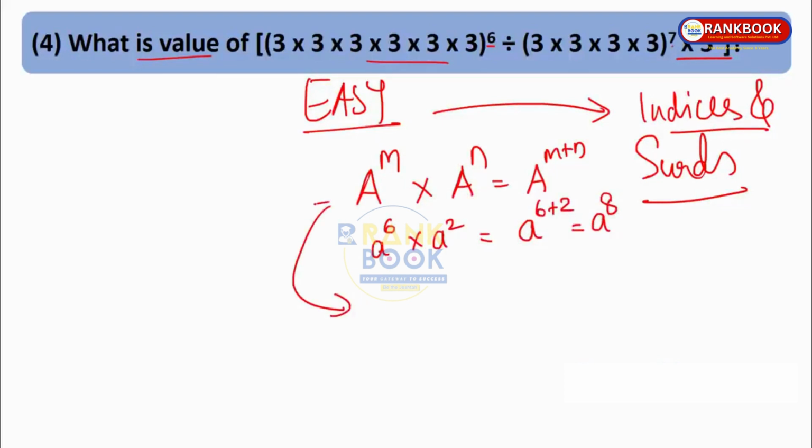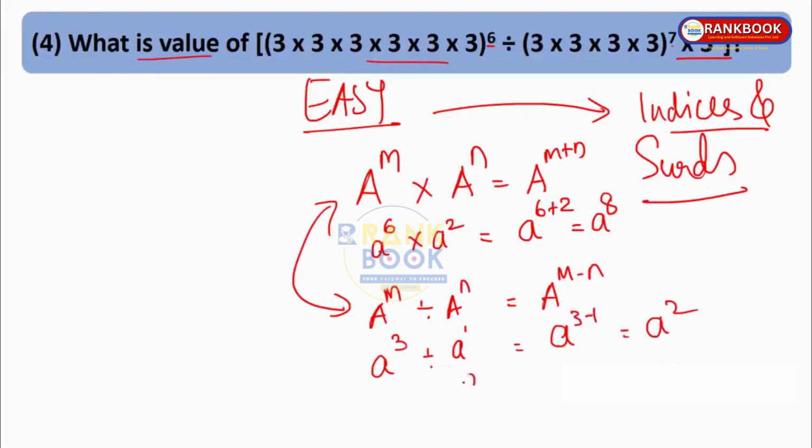Now we have multiplication, so what would it be for division? a raised to m divided by a raised to n, what will be the answer? Yes, you guessed correctly, it is m minus n. So if you have a raised to 3 divided by a raised to 1, that would be equal to a raised to 3 minus 1, equal to a raised to 2.